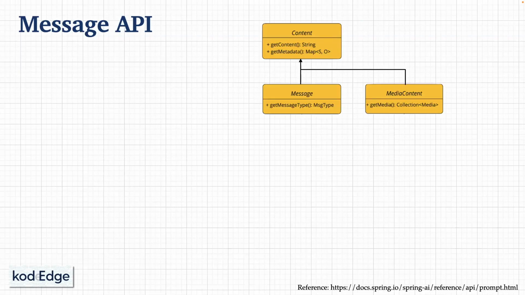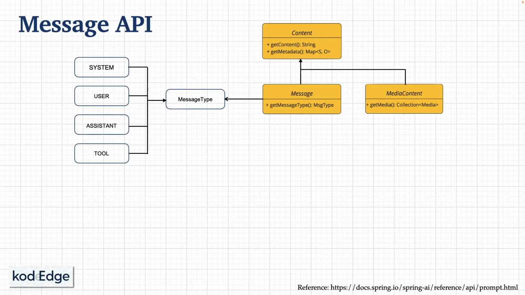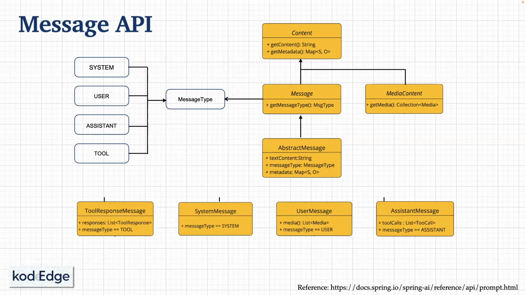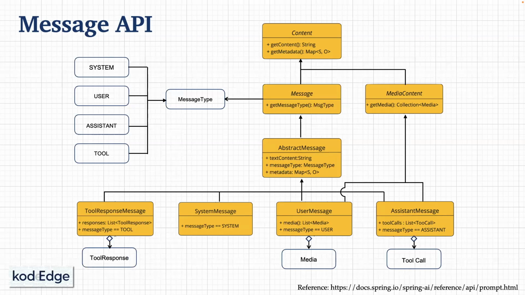At the top you have the Content and Message interfaces. The Content interface holds the primary text and metadata. There is also a MediaContent interface for handling media data. Each message is categorized by this message type. This Message interface is extended by various concrete implementations like SystemMessage, UserMessage, AssistantMessage, and ToolResponseMessage, each corresponding to a specific role we just discussed.